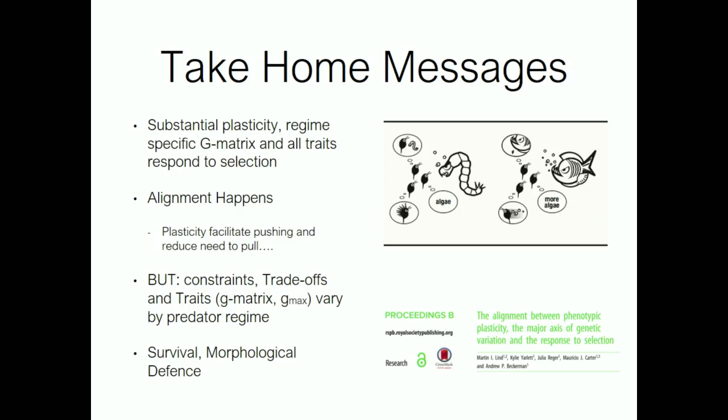That's really interesting, thanks. I was just wondering if you have any idea of what would happen if both midges and fish are present, what G matrix would look like, and if phenotypes still align with G max in that case. So good question. And so the answer is we do have data on what happens when both predators are around.